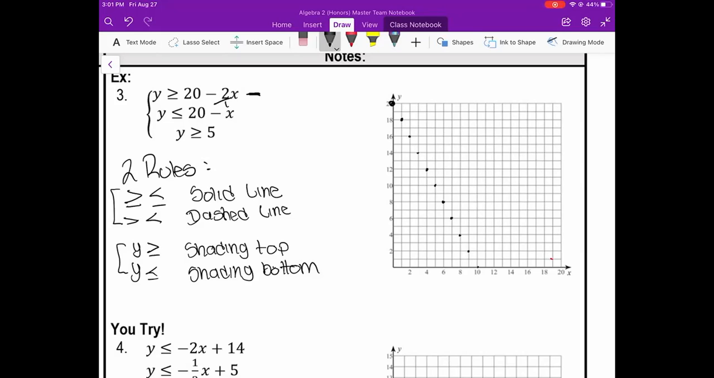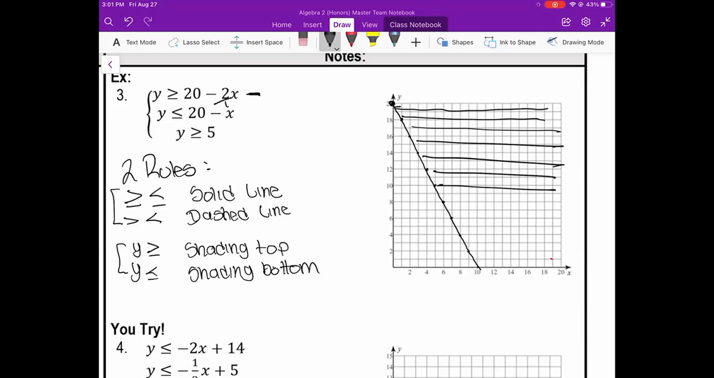Let's go through the rules. I have greater than or equal to, which means I'm going to be drawing this with a solid line. And it's greater than, which means I'm going to be shading the top of that line.